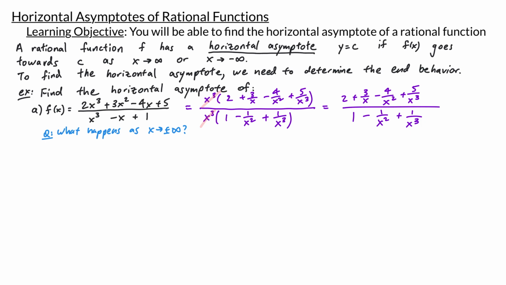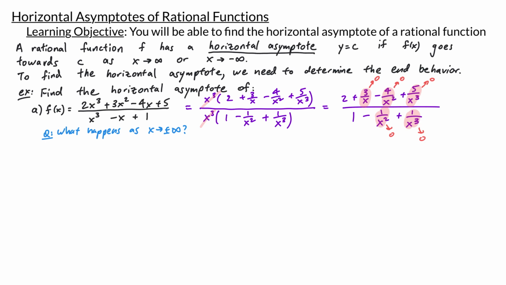So again, let's ask ourselves what happens as we plug in larger and larger values for x. Specifically, let's think about what happens to these fractions. When we plug in larger and larger values of x, the denominators in those fractions get larger and larger, which means the size of those individual fractions becomes smaller and smaller. They get closer and closer to 0. So as x goes to positive infinity or negative infinity, these fractions each get closer and closer to 0. What's left is the 2 in the numerator and the 1 in the denominator.